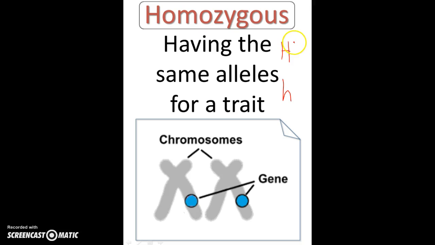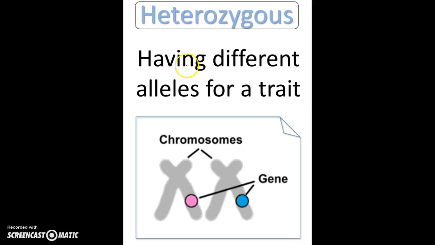So that means you would either have to have 2 capitals, which would be homozygous dominant because you have 2 dominants, or you would be homozygous recessive because you would have 2 recessive. So this would be homozygous, having 2 of the same. Heterozygous, on the other hand, is when you have different alleles for a trait. So this person would have a capital and one of the lower cases. So they would have 1 dominant allele and 1 recessive allele. So that would be heterozygous.